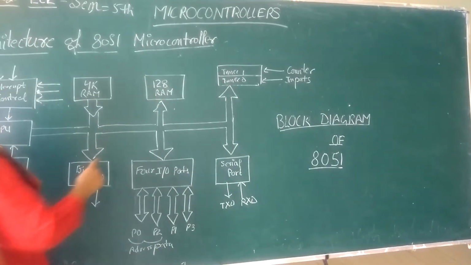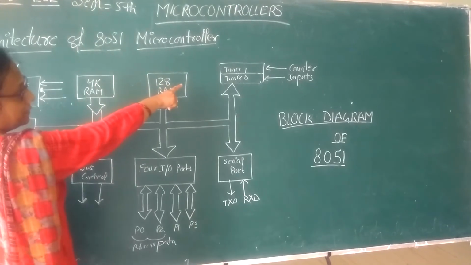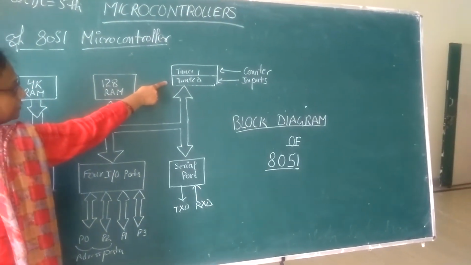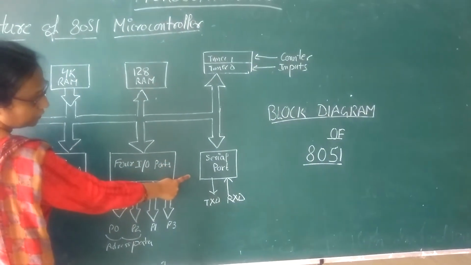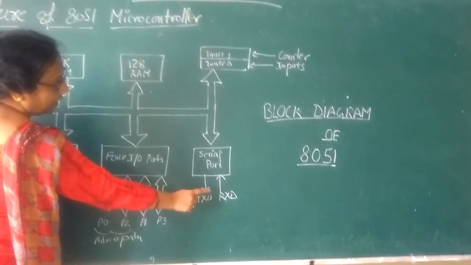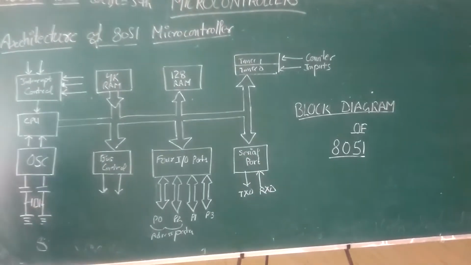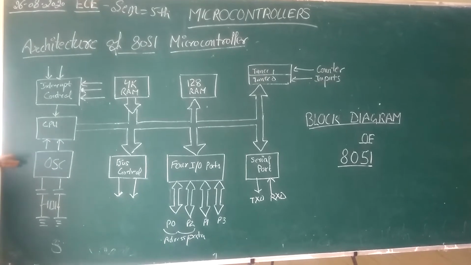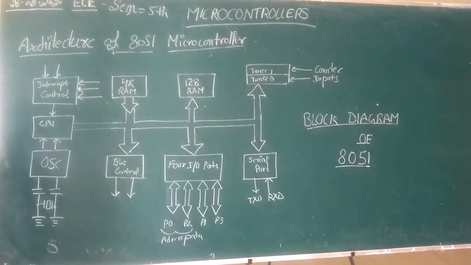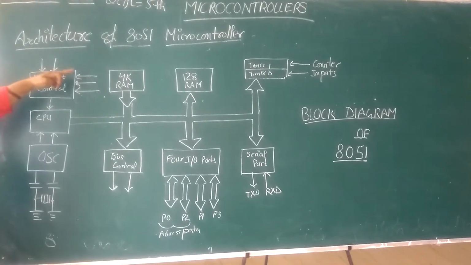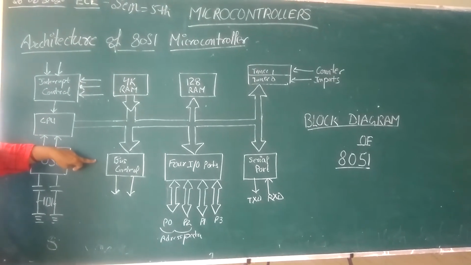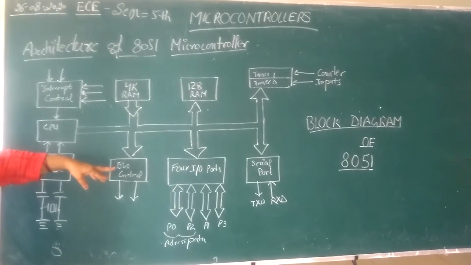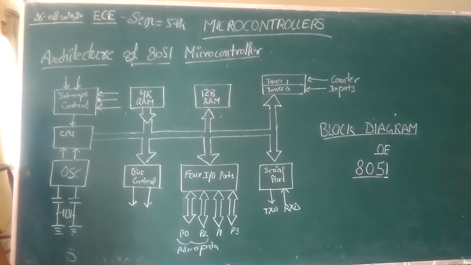Timer 1 or 0. Counting will be done by the timers. Signal will be 1, then it will be open. Then signal is 0, this will be open. And then signal will go to the serial port, that is the TXD and RXD. This is the block diagram of 8051, in which you have interrupt control, CPU, oscillator, and then 2 types of RAM, 4K ROM and 128 RAM. And this is the bus control, which will control your out signals, and this is your input output port, and this is your serial port. Okay.